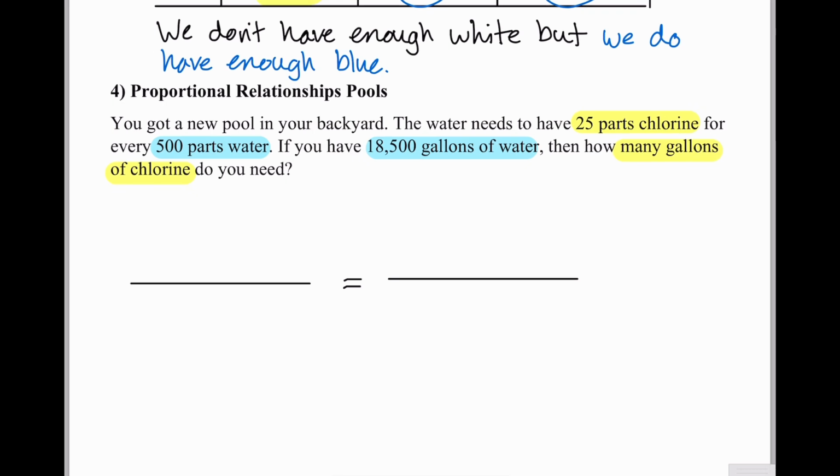Proportional relationships with pools. So you got a new pool in your backyard. The water needs to have 25 parts chlorine for every 500 parts water. All right, it's pretty normal to have chlorine in your pool. If you have 18,500 gallons of water, how many gallons of chlorine do you need?